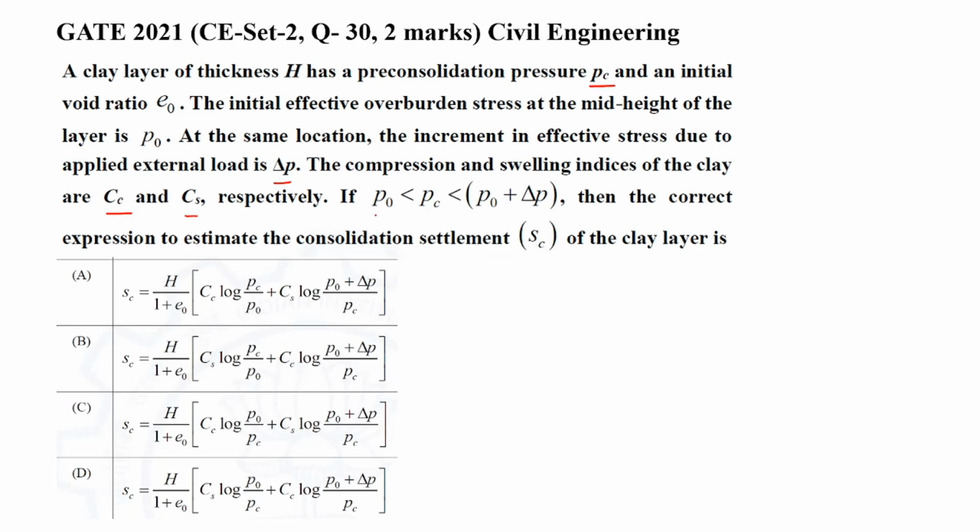If P naught, the initial overburden pressure, is less than the pre-consolidation pressure Pc, which is less than the current stress, current meaning the initial plus the extra pressure which is coming, then the correct expression to estimate the consolidation settlement Sc of the clay layer is.